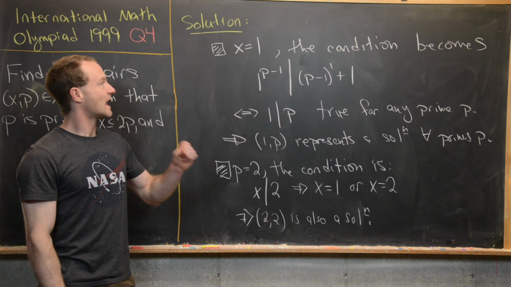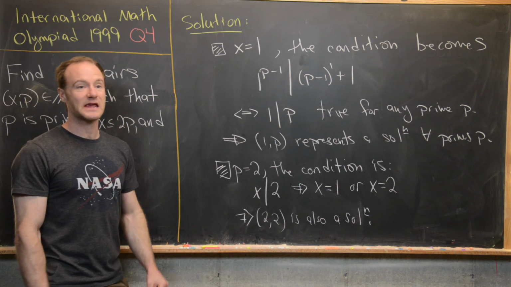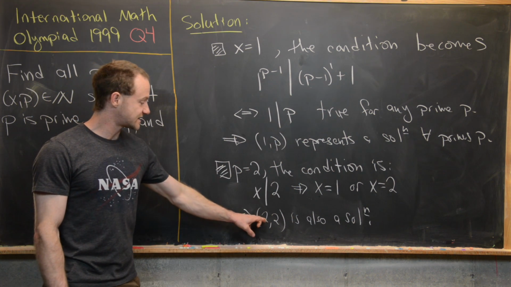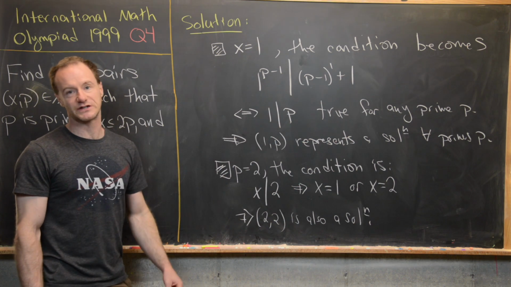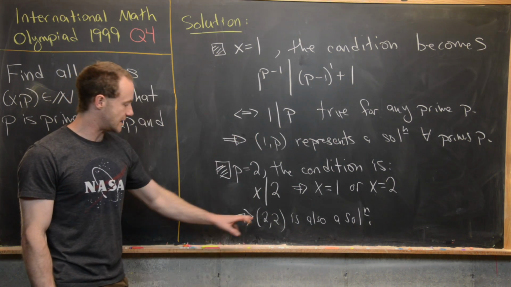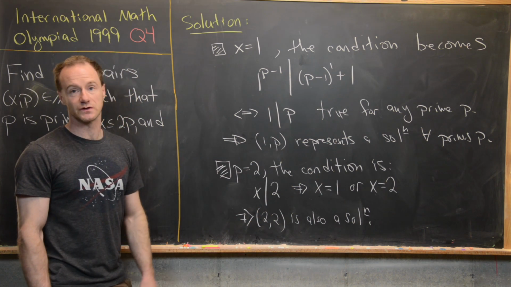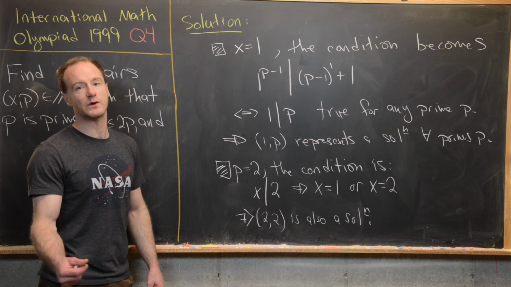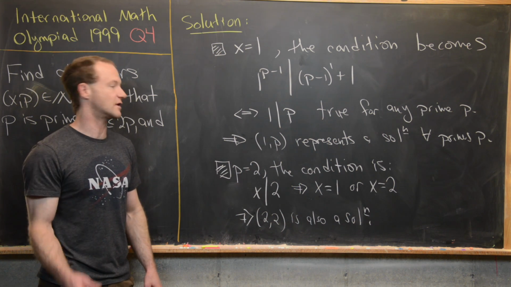Which means as long as x and p are less than or equal to 2, we only have this solution and then the 1, 2 solution. So we've got this infinite family of solutions at this point, and then we have this 2, 2 solution. So I'll go ahead and clean up the board, and then we'll look at the case when p is a prime bigger than or equal to 3.